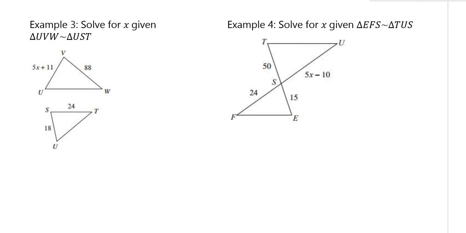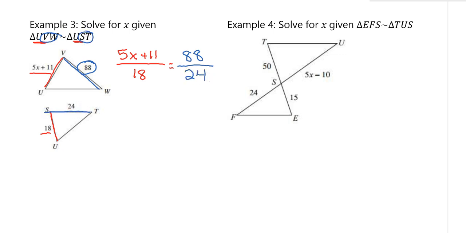Same type of thing, just a little bit different because now I have an expression instead of just one variable. But I'm still going to start with where my variable is. So I'm going to still start with this 5x plus 11 because it has a variable in it. And that's UV here. So I need to look at US, which is 18. And then, starting again with my first triangle, my other number is 88. And that's VW. So I have to look at ST, which is 24. And then I'm going to put parentheses around anything that has an addition sign, and then cross multiply.